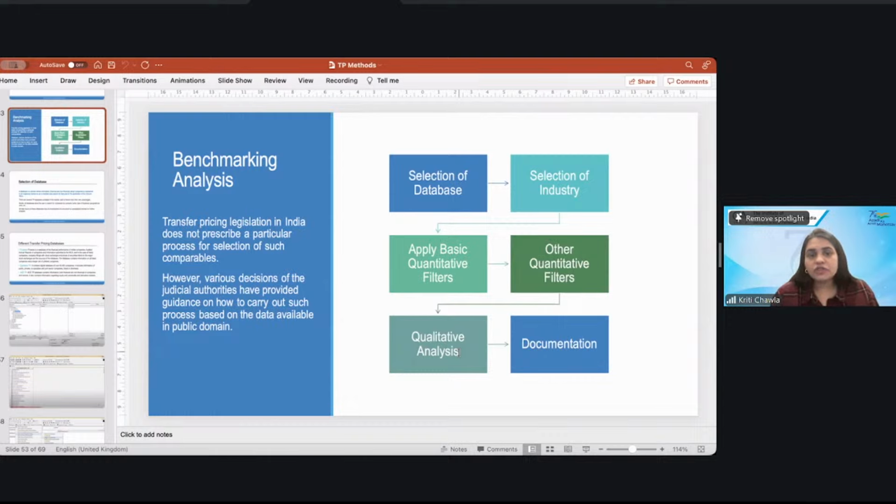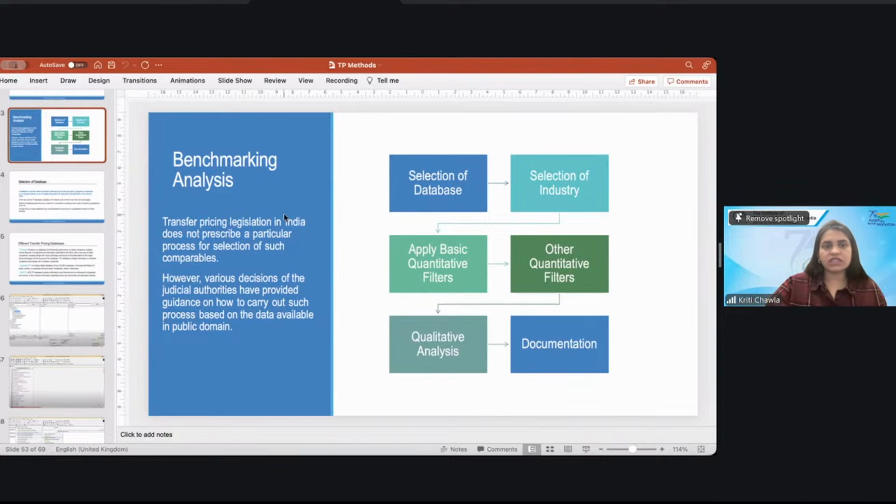So what you have to do through the entire process is something called documentation. You have to document everything when it comes to transfer pricing. And this document is useful in the scrutiny stage, or in litigation, basically. So documentation is very, very important. How have you been able to find those companies? That is what you need to document. So this is the entire process of benchmarking analysis.